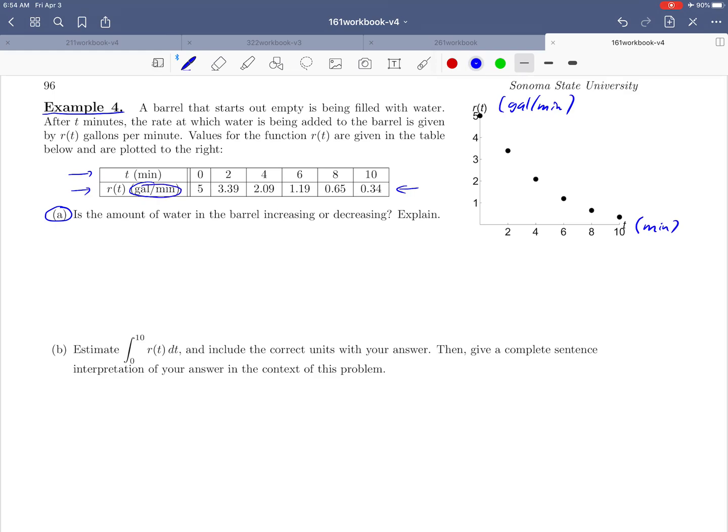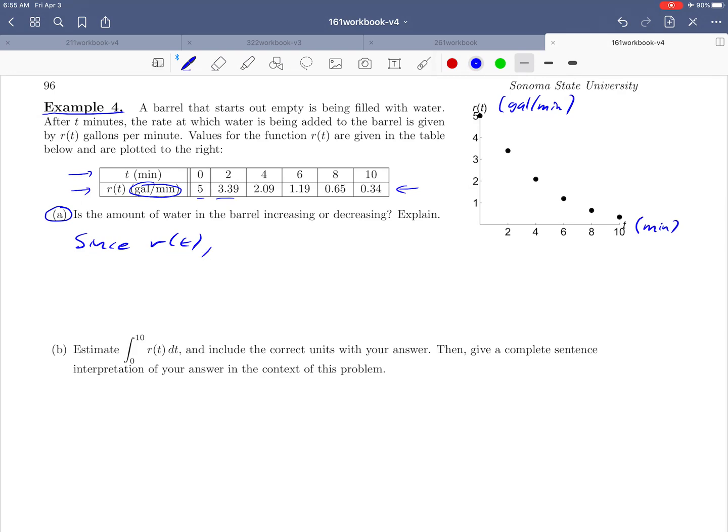That second row is not giving us volume, it's giving us the rate of change. It's telling us how fast we're filling the barrel. So going from 5 to 3.39 just means that our fill rate is decreasing, but the fill rate is positive everywhere, so the volume is increasing. It's just increasing at a smaller and smaller rate. So here's what we can maybe give as an answer to part A.